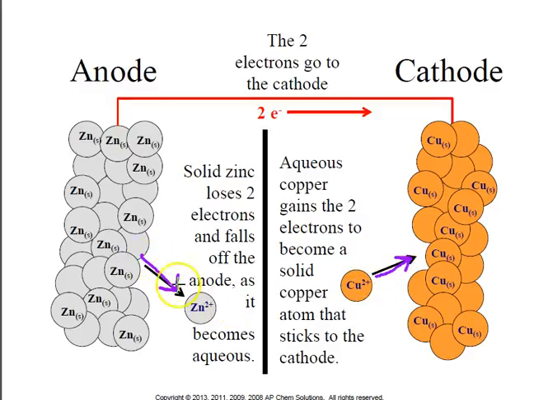So the anode is losing solid, it's dissolving into the solution. The cathode is gaining solid. The anode, this strip of metal, will actually become lighter, smaller, as the ions move into the water, whereas the cathode, if you weighed it before and after, would be heavier because the ions are moving out of the water onto the cathode.